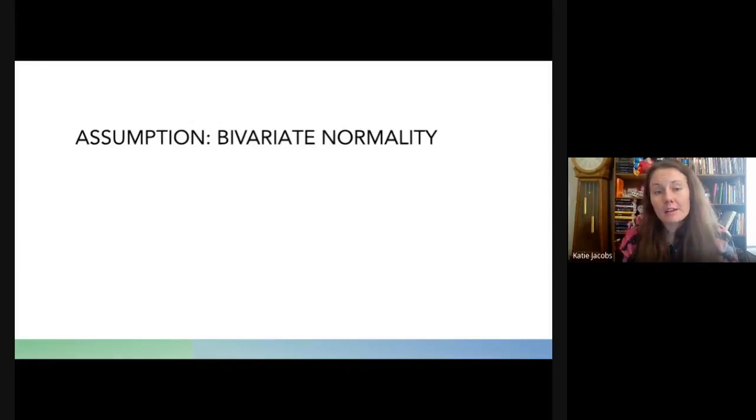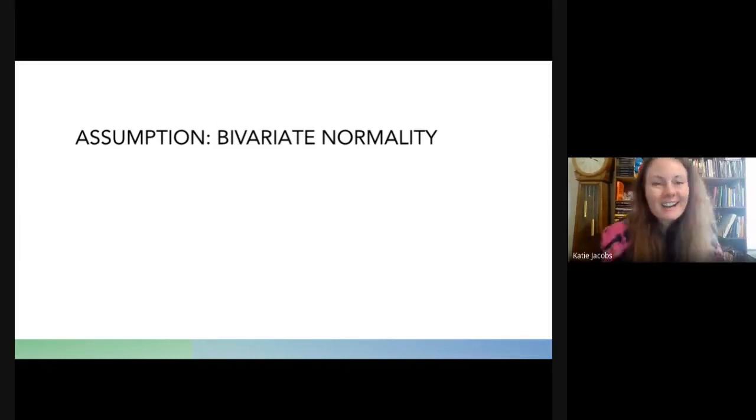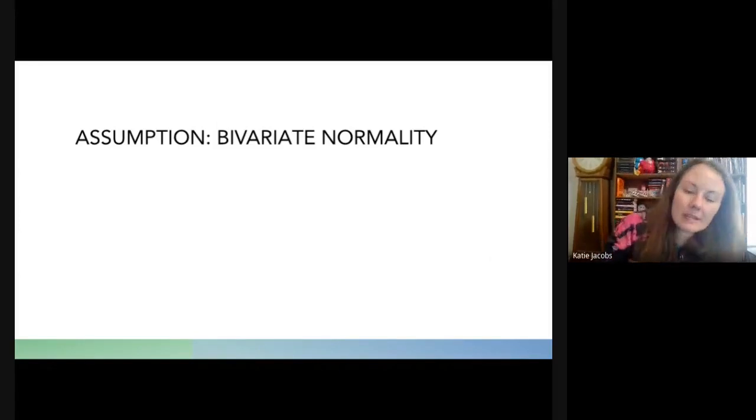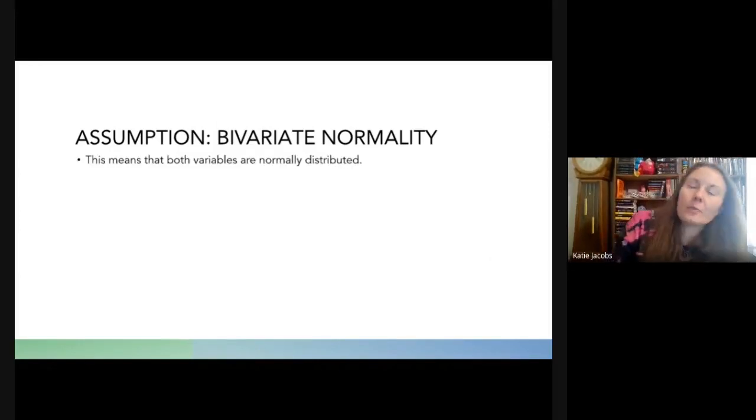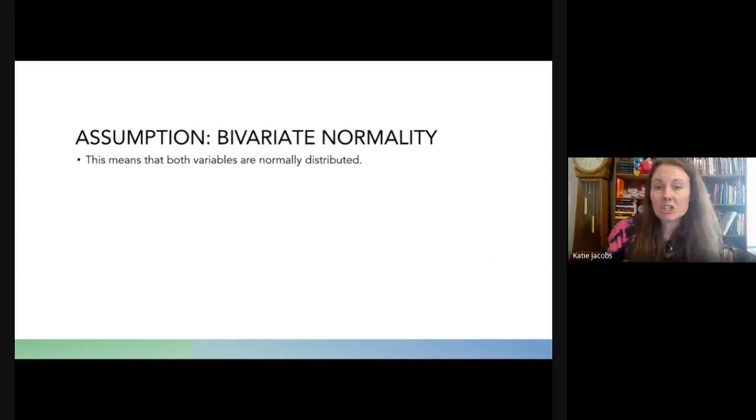Another assumption is bivariate normality. We've seen normality before, but with our other statistical analyses, we've been looking at the normality of a dependent variable. With this, though, we're going to be looking at the normality of each individual variable on its own. So look and make sure that variable X's distribution is normally distributed, and then we'll also check whether variable Y's distribution is normally distributed.